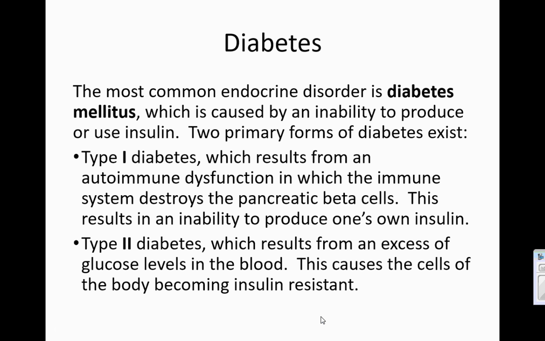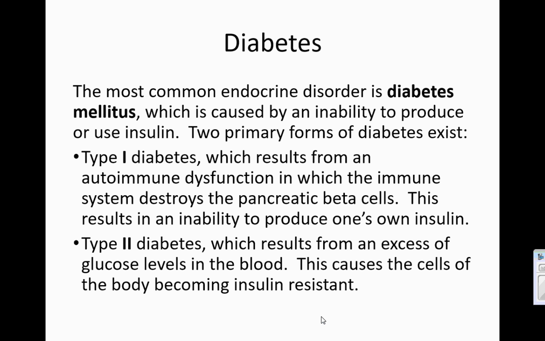Type 2 diabetes is where the individual ends up producing too much insulin and their body becomes resistant to it, and it has everything to do with the fact that their blood sugar levels are typically way too high. Which of those is more common? Anybody know? Type 2, and it's not even close how more common it is.